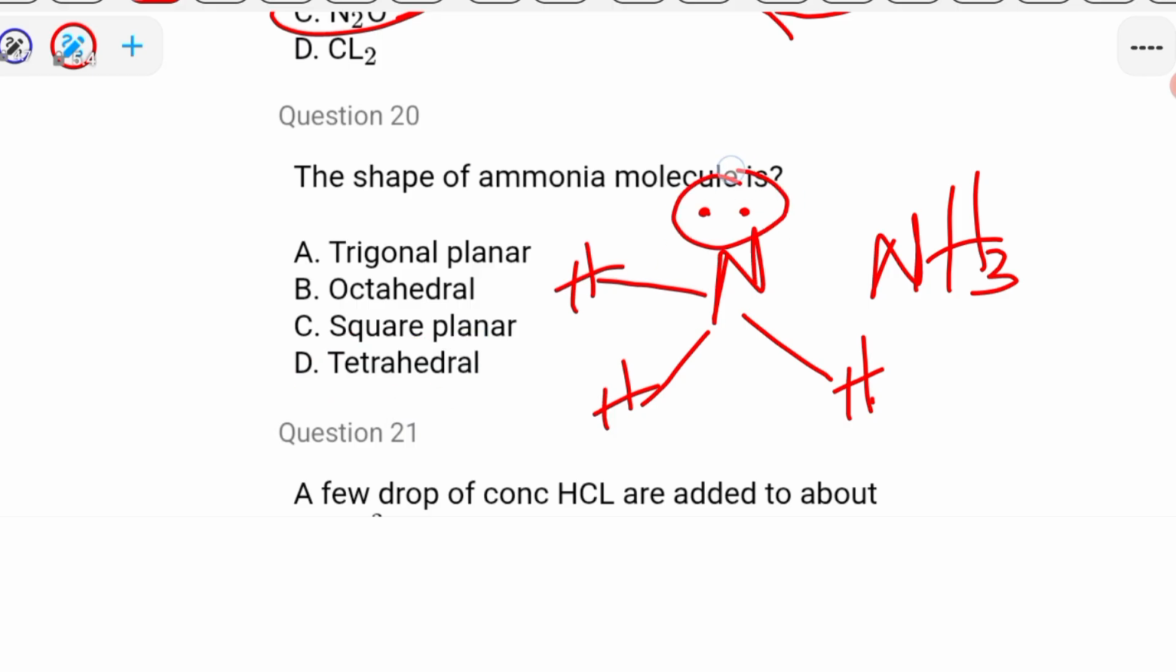The lone pair here will repel these bonds. It will repel and push them down, so the shape will now change. The shape will now become trigonal pyramidal. So the geometry of the ammonia molecule is trigonal pyramidal.